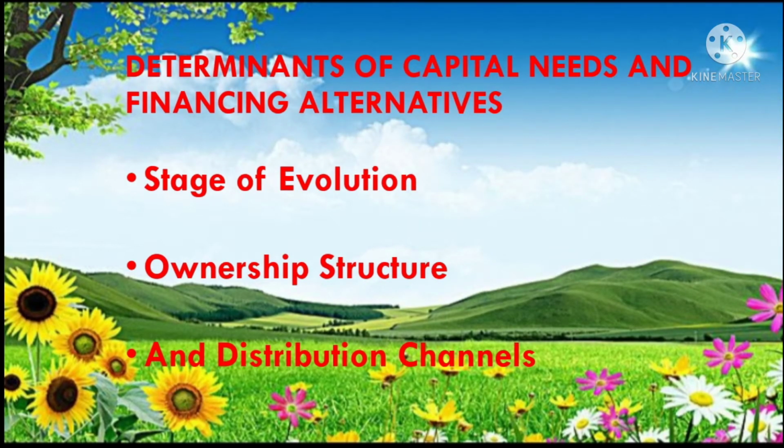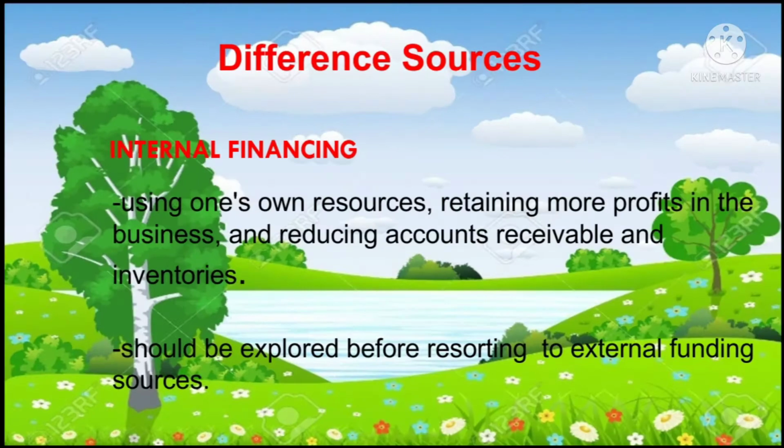Let's proceed to determinants of capital needs and financing alternatives. First, stage of evolution. Second, ownership structure, and the last, distribution channels. Next, different sources. First, internal financing. Using one's own resources, retaining more profits in the business, and reducing accounts receivable and inventories should be explored before resorting to external funding sources.